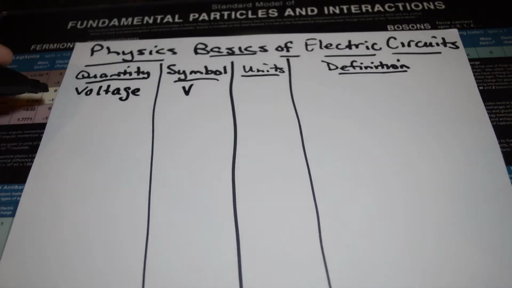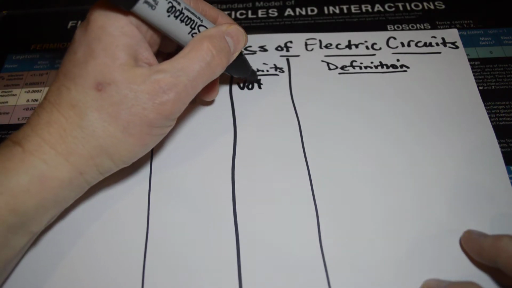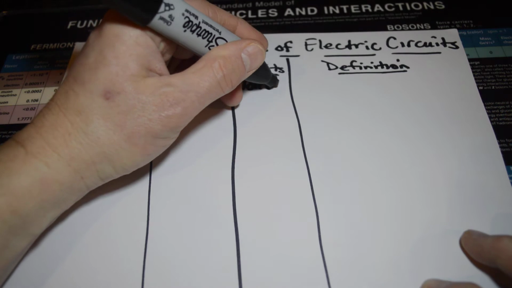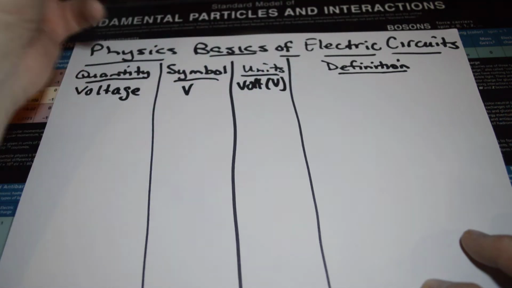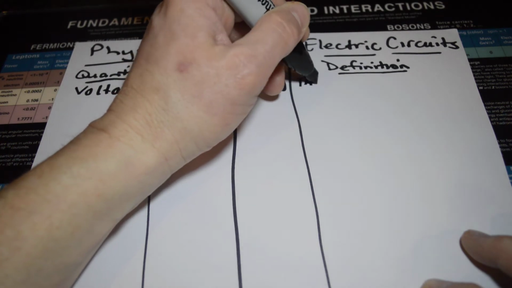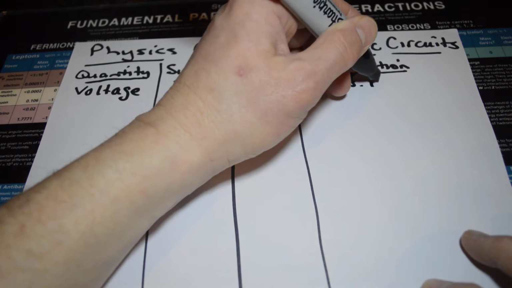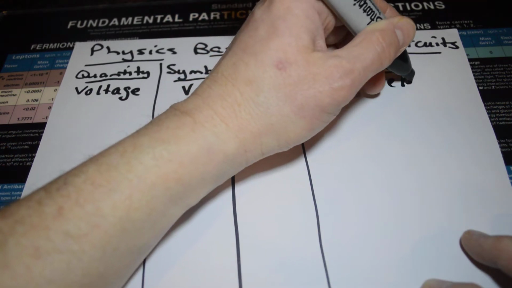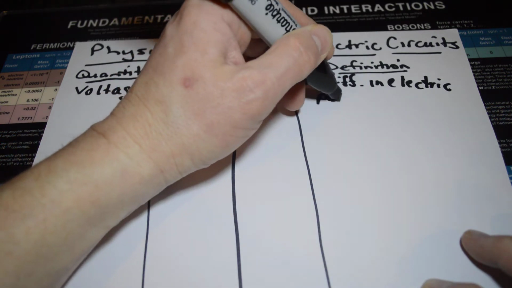That we give by the letter V. The unit for that is the volt, which is also a V. And the definition for that would be the difference in electric potential. So if you want to write that down.